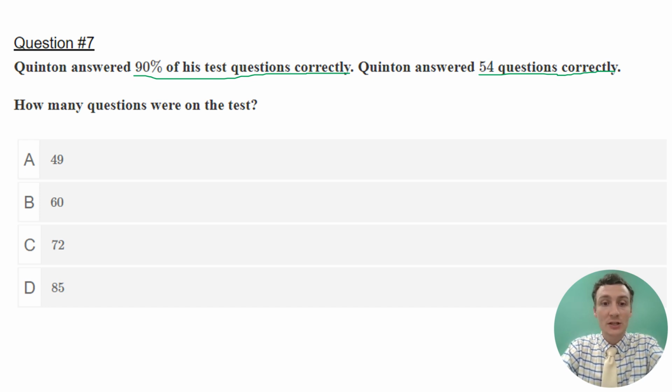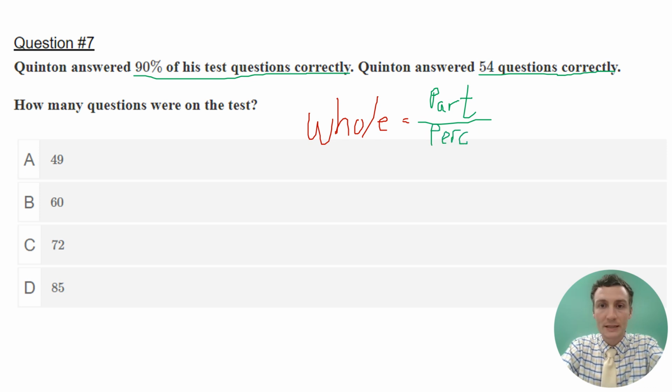So what we're looking for is the total number of questions on the test, and I need to use the formula of whole equals part, oop, that's not the right letter. I was putting the number in already. Equals part divided by, or fraction bar, percent. I should just write the percent sign, shouldn't I? Next time. Okay, so my part equals 54 and my percent is 90. So 54 divided by 90%.